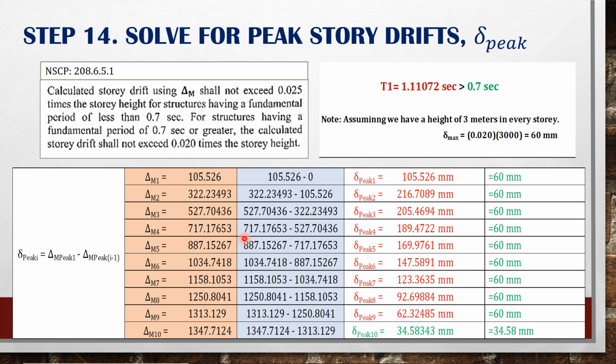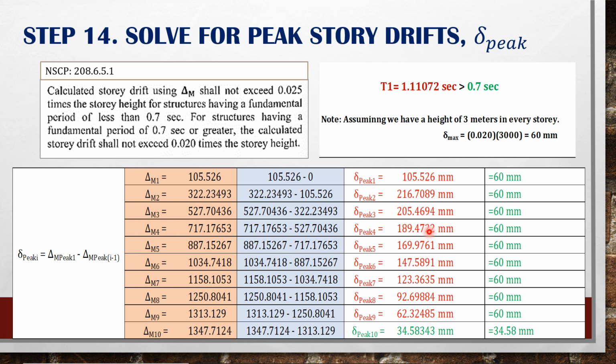Pero, tingnan natin yung sa 10th floor. Yung delta M10 is equals to 1347.7124. Imaminusan natin ito nung previous floor natin na 1,313.129. So, ito na yung solution. Then ang sagot, peak story drift for 10th floor is equals to 34.58343 millimeter. So, tingnan natin yung condition.